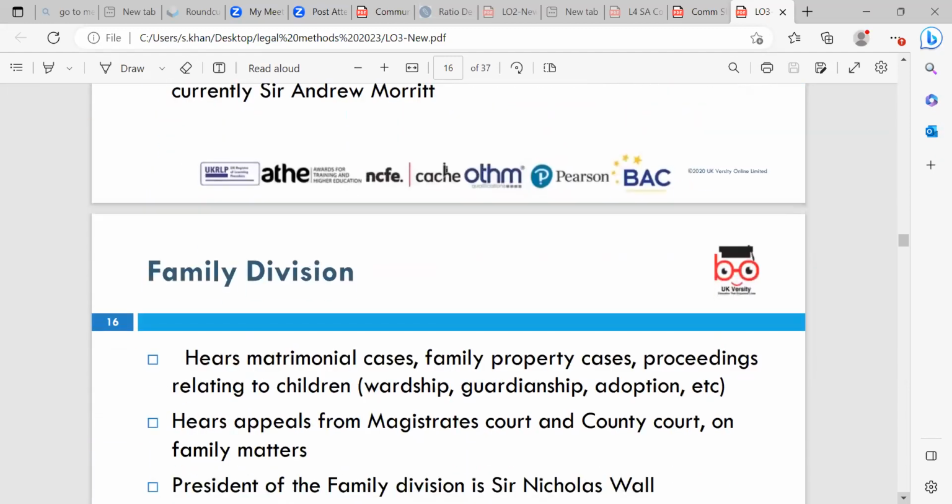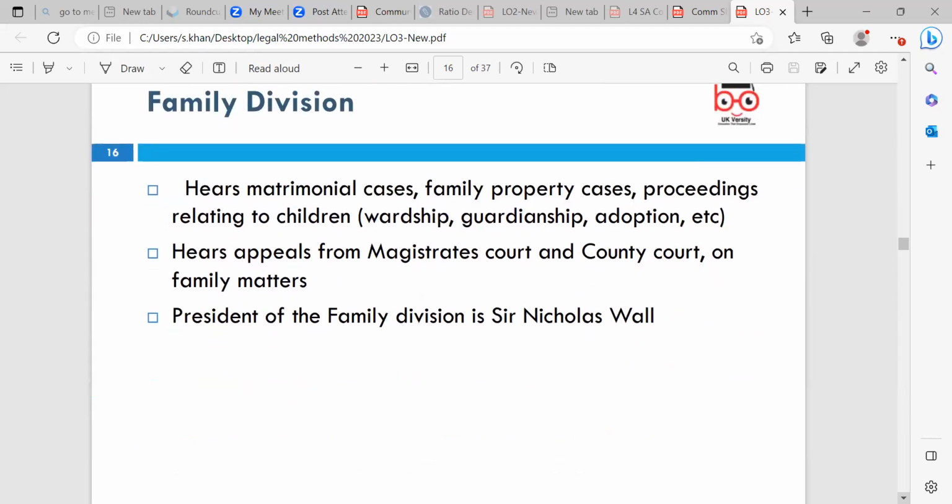The Family Division hears things like matrimonial cases, family property cases, proceedings relating to children, wardship, guardianship, adoption, and it hears appeals from the Magistrates' Court and County Court on family matters. The President of the Family Division is Sir Nicholas Wall.